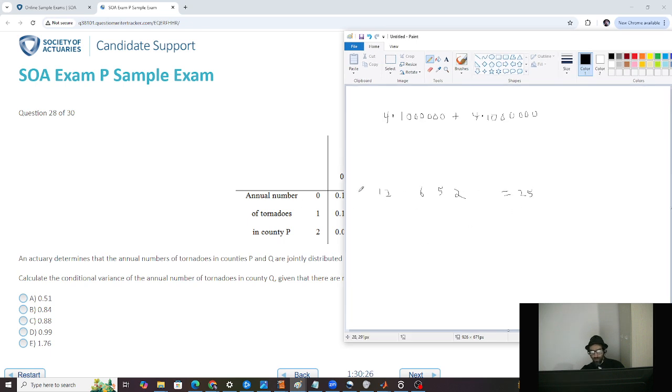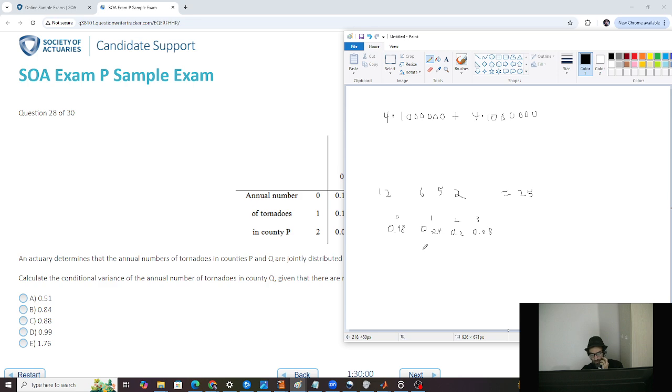Yeah, let's convert these to conditional probabilities. Conditioned on there being 0 here, we have 0.48, 0.24, 0.2, 0.08. This is for numbers 0, 1, 2, and 3.